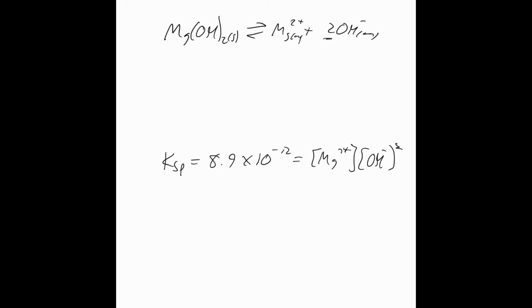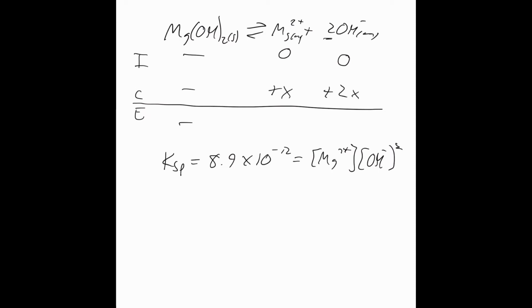Now what we need to do is set up an ICE table, which is the reason why I never specified how many grams of magnesium hydroxide I added to the water. In other words, we don't care. Initially we're going to add it to pure water, so our initial concentrations of both of those are 0. Then this is plus x, and this is plus 2x. So our coefficient translates into our algebra, and we have x and 2x.